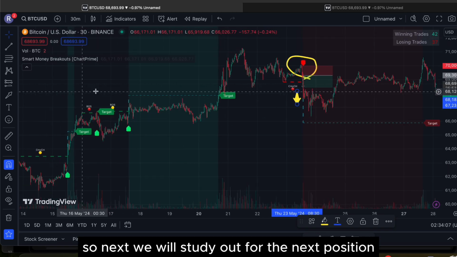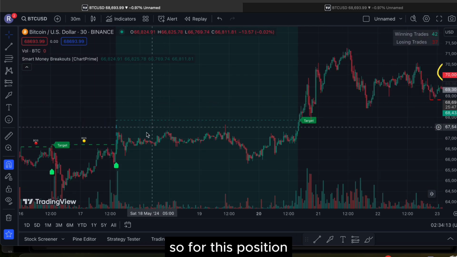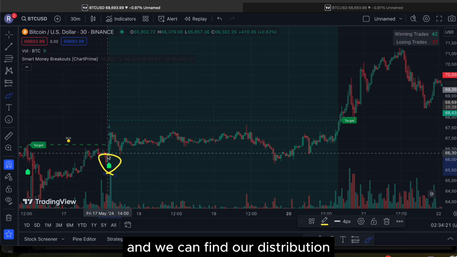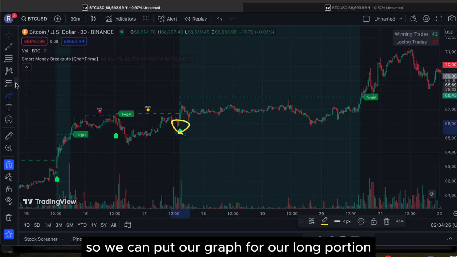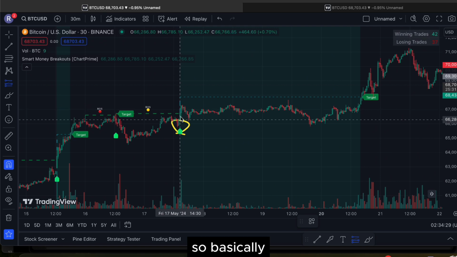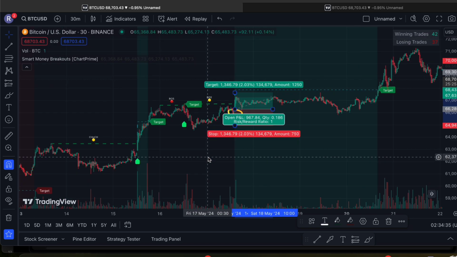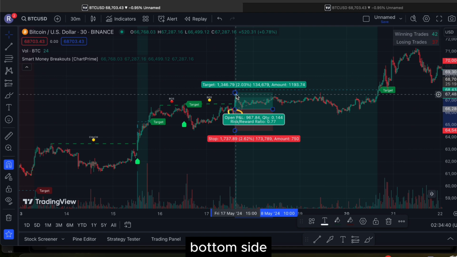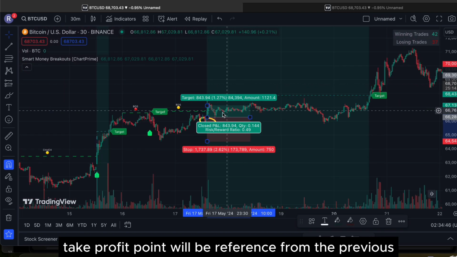Next we'll study the next position. So basically this is our next position, and we can find our risk reward ratio, so we can plot our graph for our long position. The candlestick will be at this candlestick, and the cut loss will be here, at the bottom side. The take profit point will be referenced from the previous one.